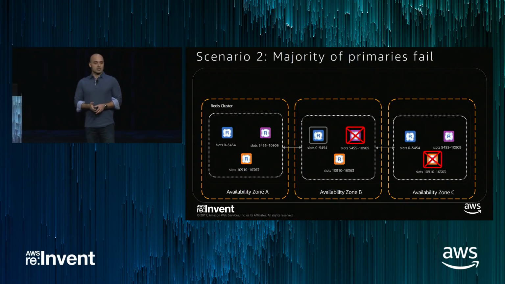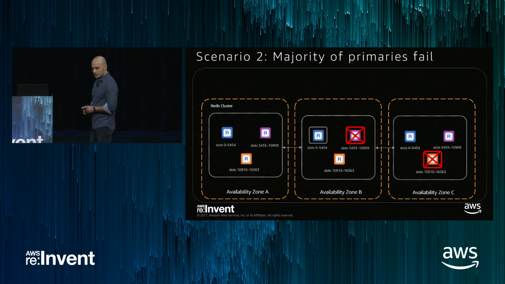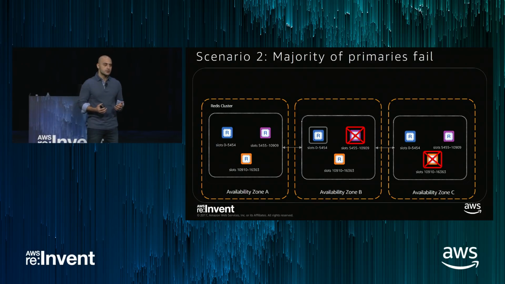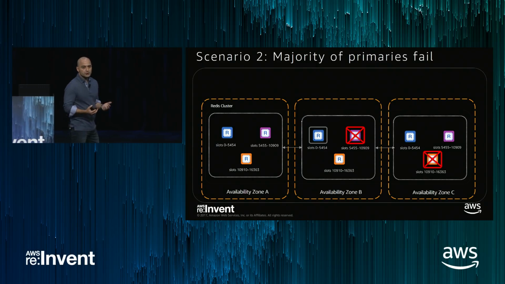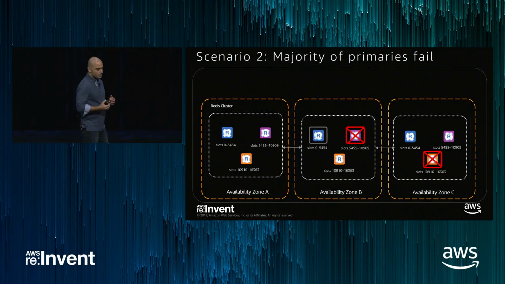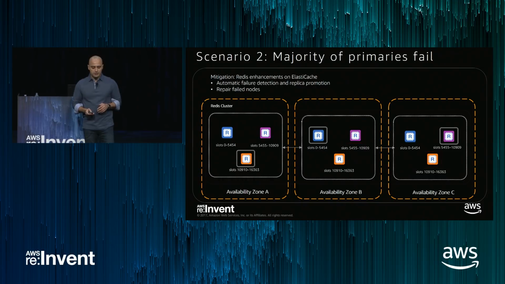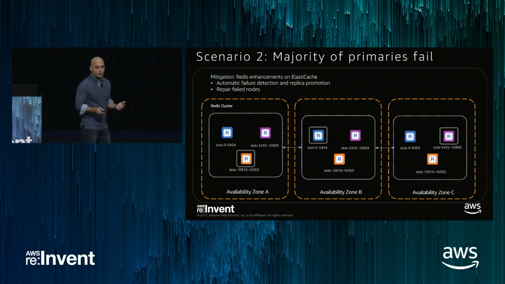Now, what happens if you lost majority? This is another difference that we have with open source. With open source, if you lost the majority of primaries, you have a problem with the election, and your cluster is unable to elect a suitable replica to be the new primary. We added some enhancements around this, and we're able to make an intelligent election here and your cluster is recovered. Again, this is nothing that you need to do. There's no intervention. This is something that we're managing for you.